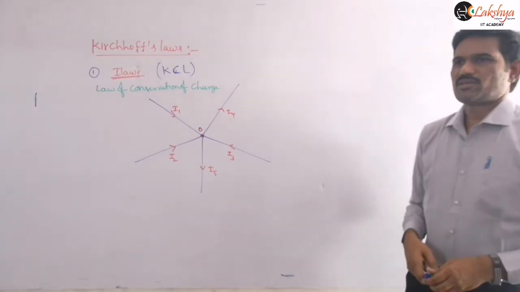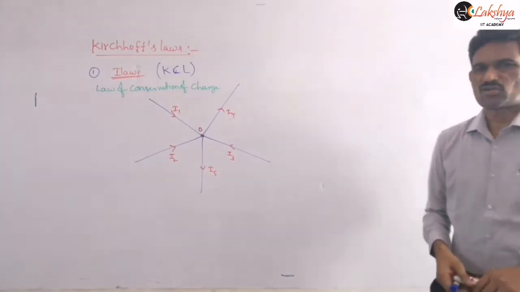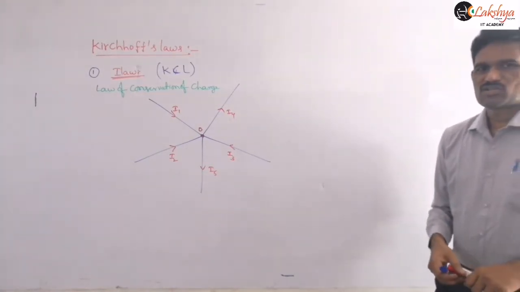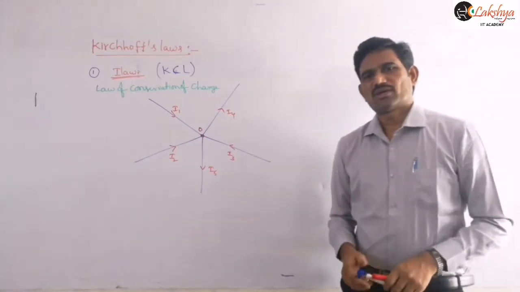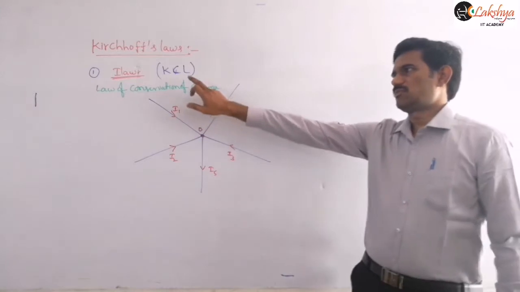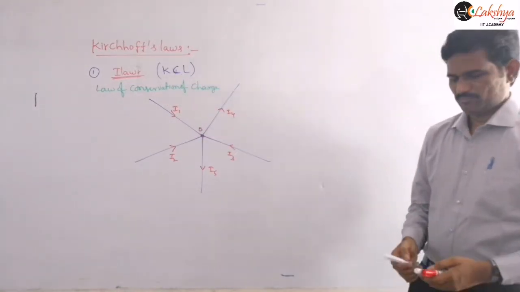Next, first law is also called the junction rule or Kirchhoff current law, KCL. We simply call it KCL, Kirchhoff current law.